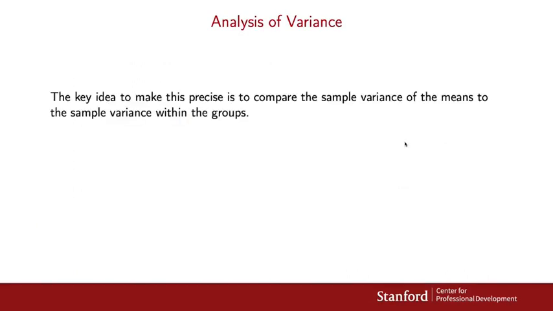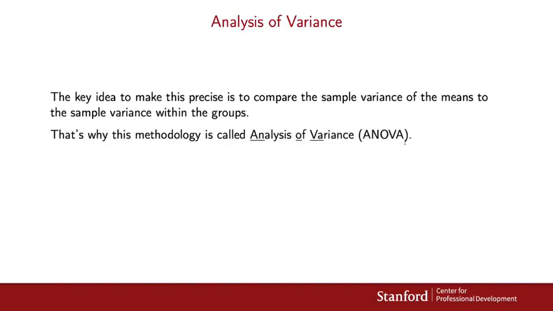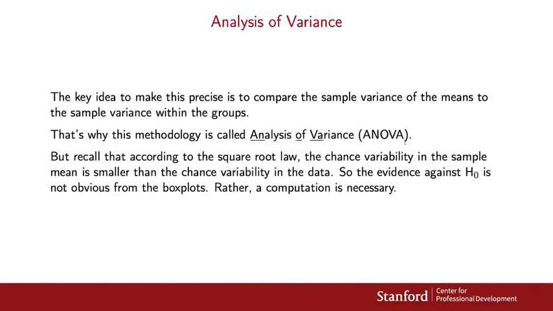So the idea here is to compare the sample variance of the means to the sample variance within the groups. Remember, the sample variance is simply the square of the sample standard deviation. This is why this whole methodology is called analysis of variance. However, things are not so easy that we can simply look at the box plots. The reason is that because of the square root law, the chance variability in the sample mean is smaller than the chance variability of the data. So we have to do some kind of computation to assess the situation.